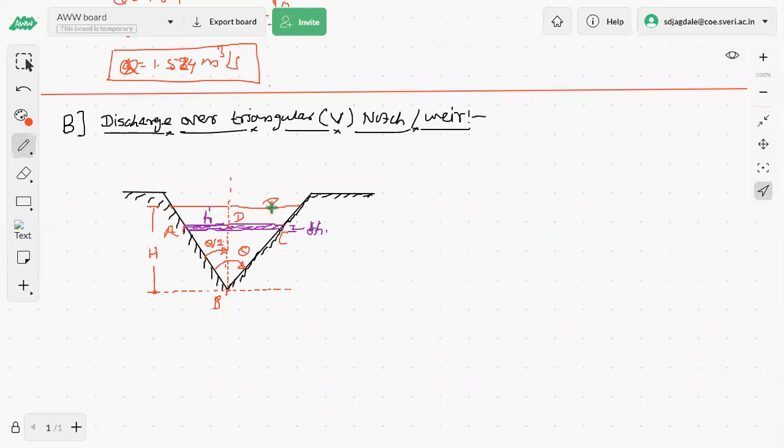This is the water surface, and for the derivation again I have considered a small elemental strip situated at a depth of small h from the top surface, whose height is small dh. So by considering this whole mechanism up to this small elemental strip, from this triangle we will work out some relations related to theta and h, because they are required in the further derivation.